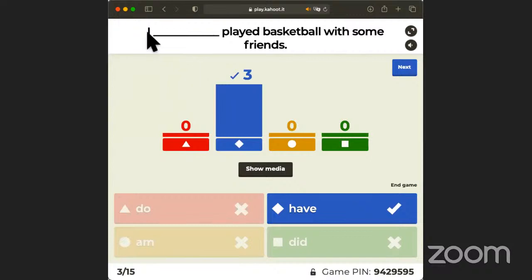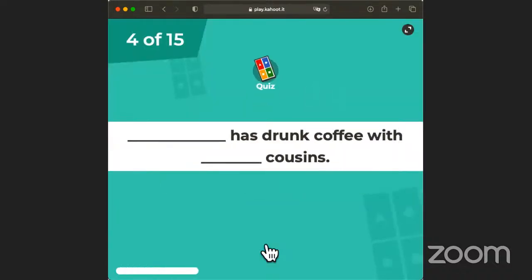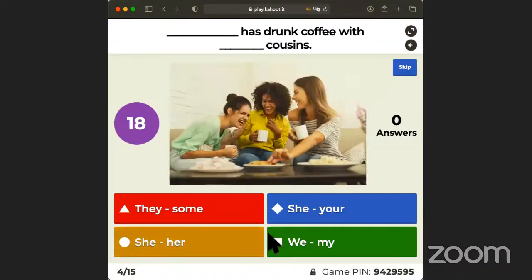So Adri, can you read this statement, please? I have played basketball with some friends. Excellent. Great job. Thank you very much. Next one. Great job, guys. Mientras más rápidos son, más puntos tienen. So, guys, you have to be fast. Okay, next one. So we have two spaces to fill. Which one is it?